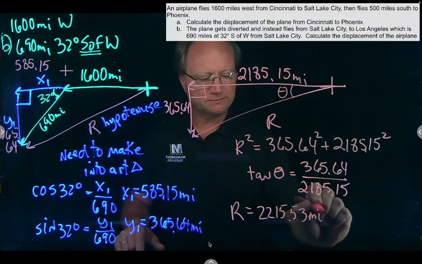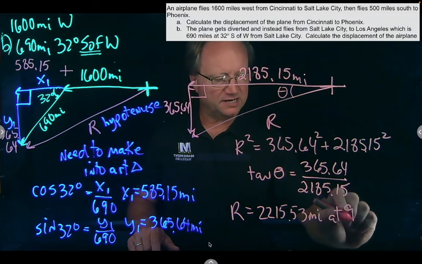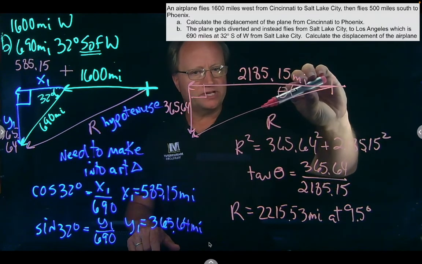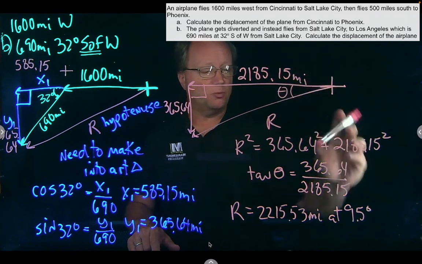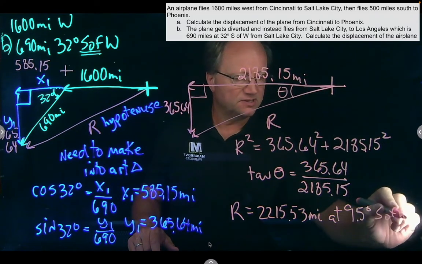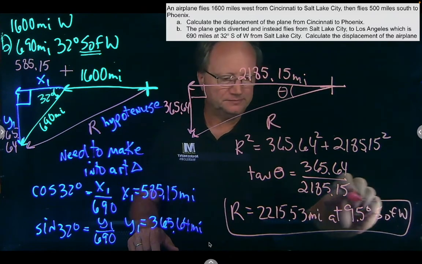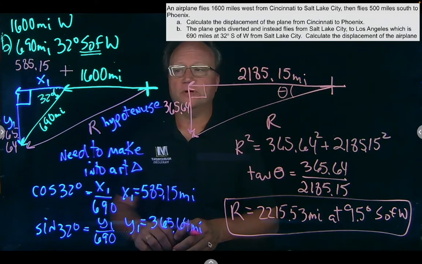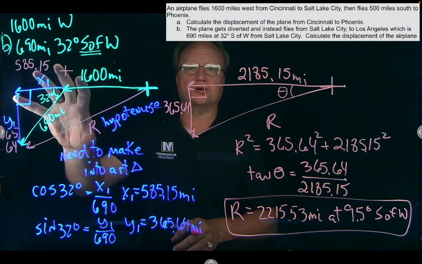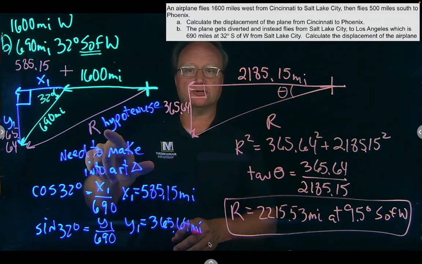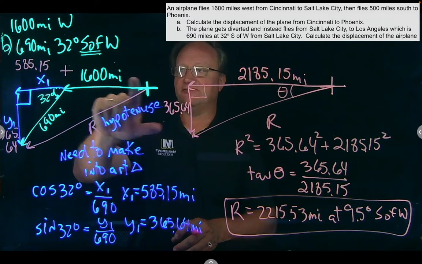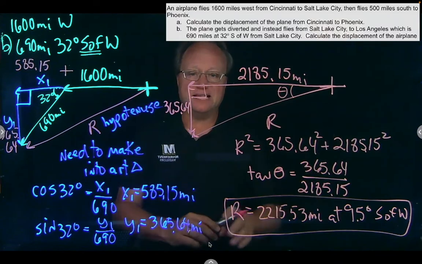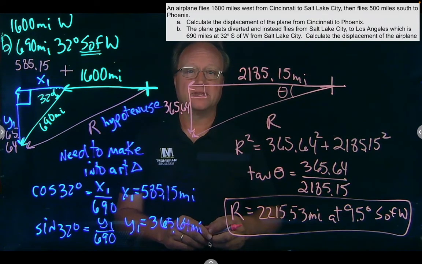When we solve down, we get an R value of 2215.53 miles at 9.5 degrees, and this would be starting at west, rotating south, so this would be south from west, or south of west. So, in summary, when you have a trig problem or a vector problem, when you don't start out with a right triangle, then you're going to have to picture your resultant as a hypotenuse, find the components of vectors to combine to make a right triangle, and then you're able to use the normal trig. Ponder physics.